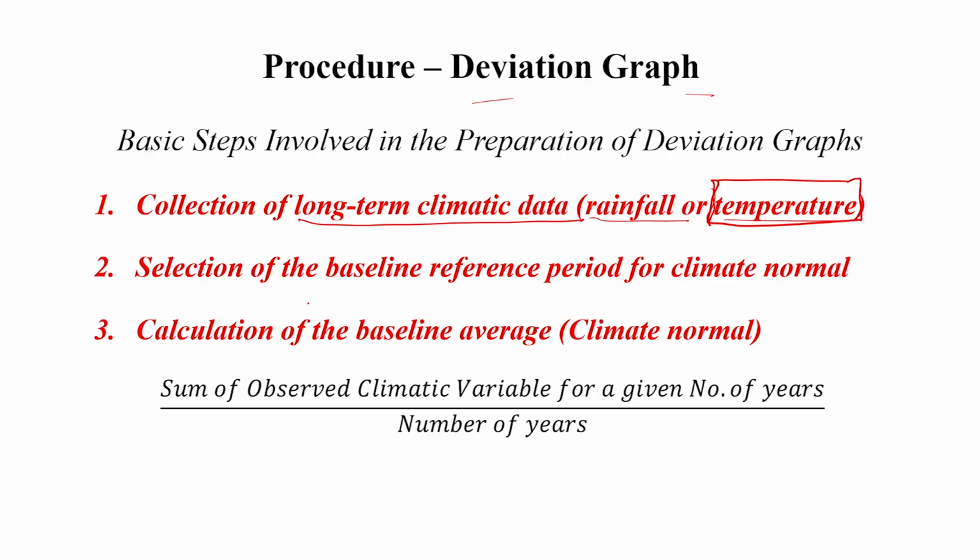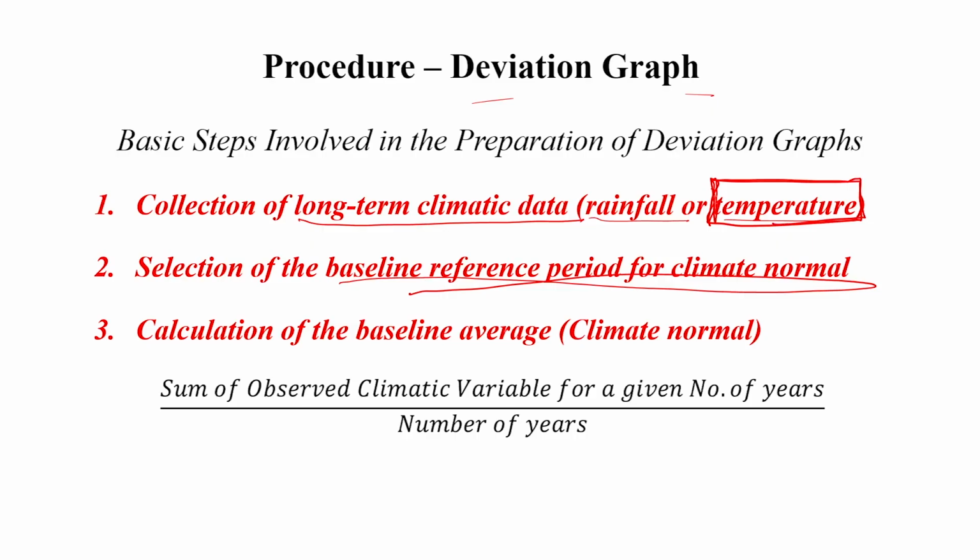Second, we will select the baseline reference period for climatic normal. To calculate the climatic normal with the given data, we will select the baseline period. That is, if we want to consider the baseline as 10 years, 15 years, or 30 years, we will select a baseline for climatic normal. Then we will calculate the baseline average. We will do the calculation.